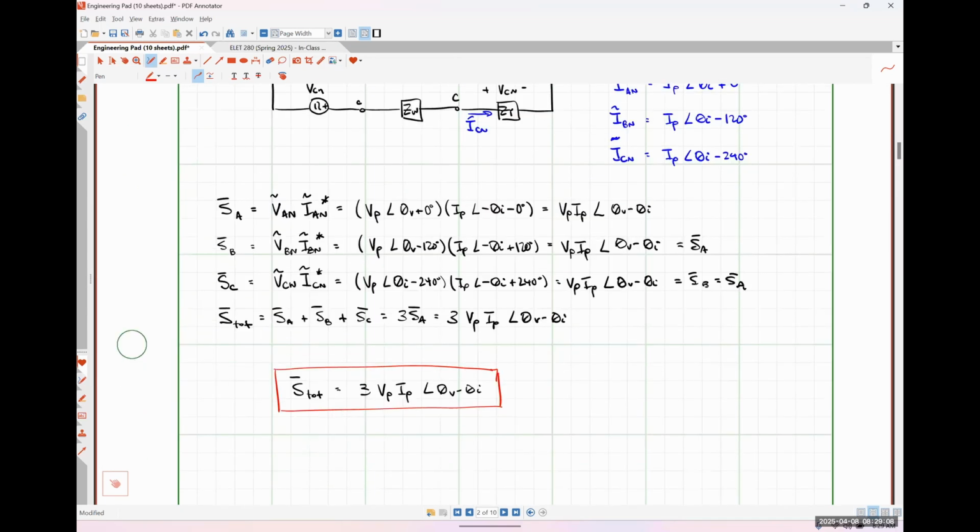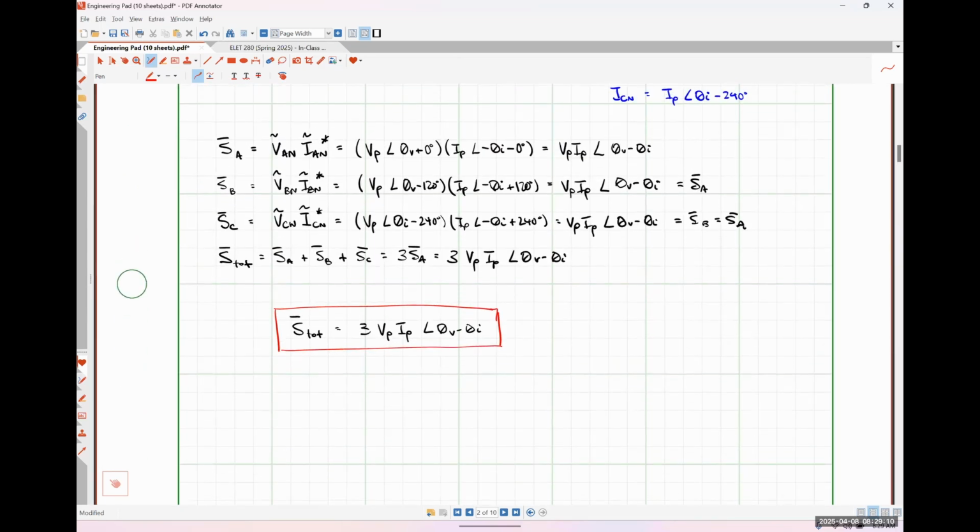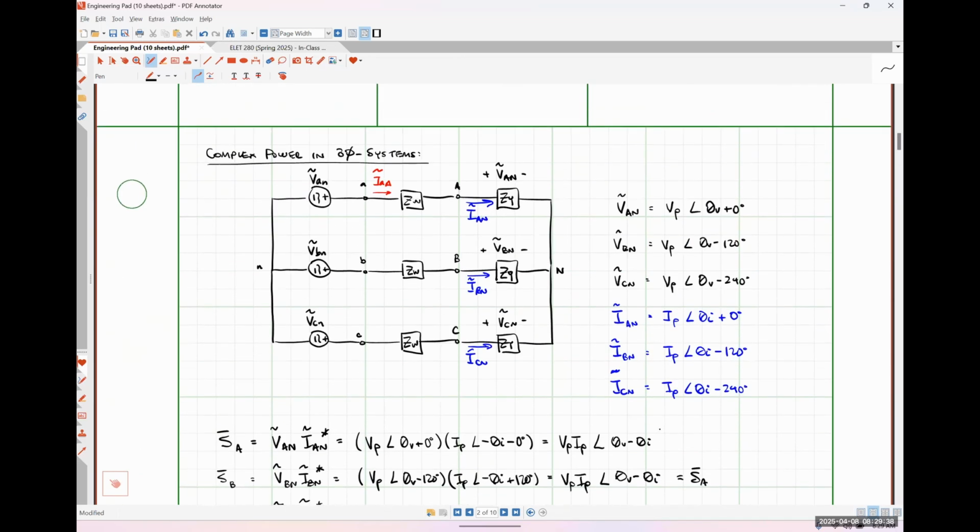So I could, if I were so inclined, leave this right now, and this is going to be an intermediate step, as 3 times VP times IL, where IL is the magnitude of my line current, with an angle of theta V minus theta I. Okay.